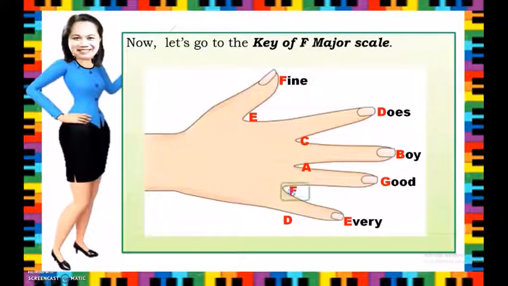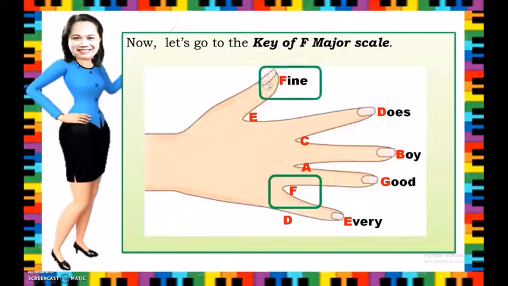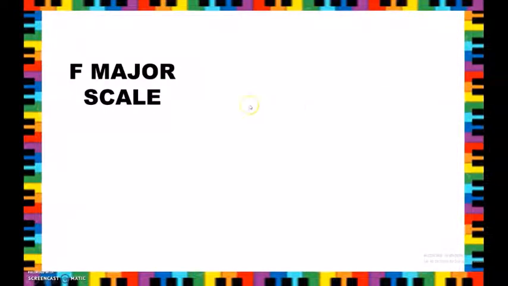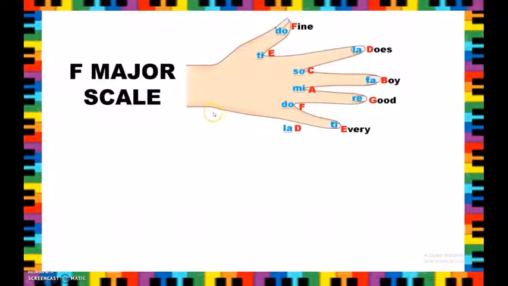Okay? And the higher F is in the fifth line here, which is Fine. So this is the lower F and the higher F, the lower do and the higher do. Now, let's go to the F major scale. F now will become do.